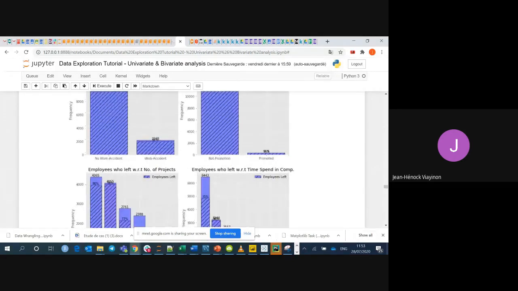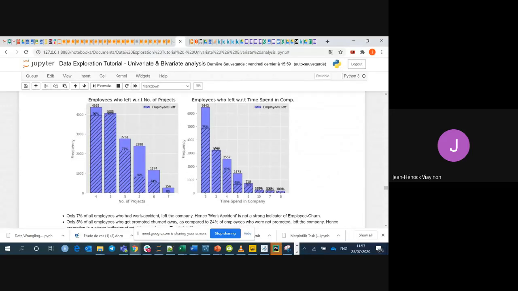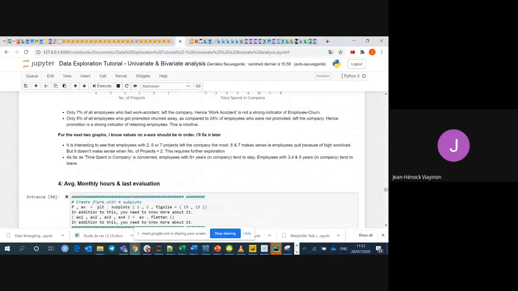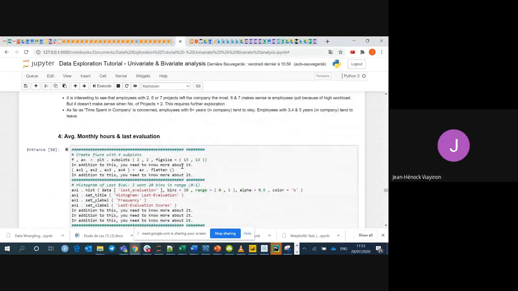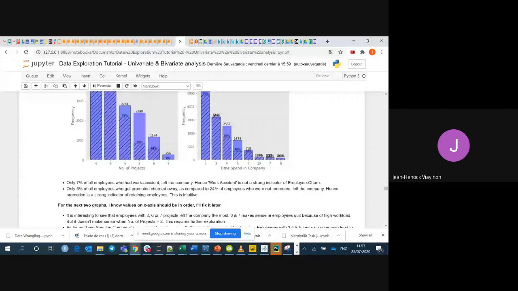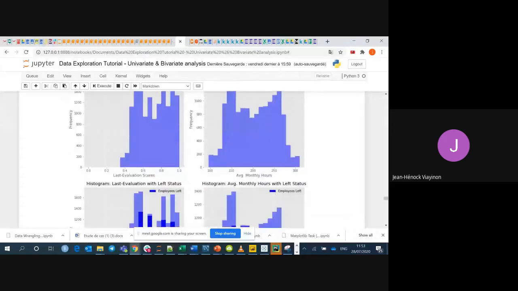So, exploring some other variables like number of projects, time spent in the project. Some other variables will just give you more idea, more precision, and here also you have some interpretation. Here those variables are qualitative variables, but here those variables are quantitative variables, like monthly hours and last evaluation score.